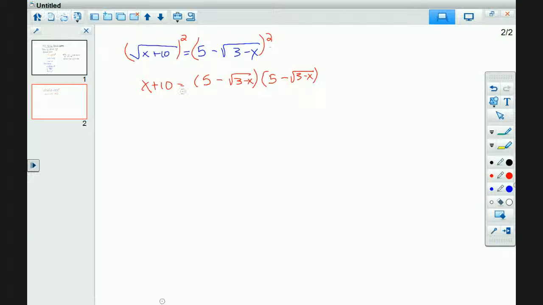You cannot distribute a square over a subtraction or addition. Please don't try that. That means that for two of those, you have to FOIL.